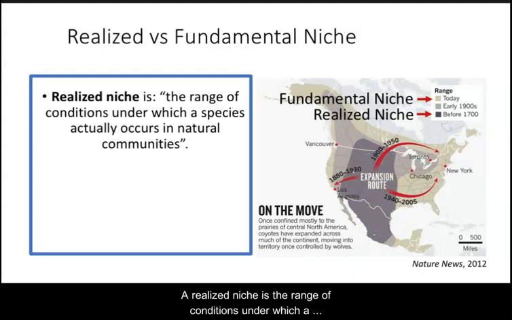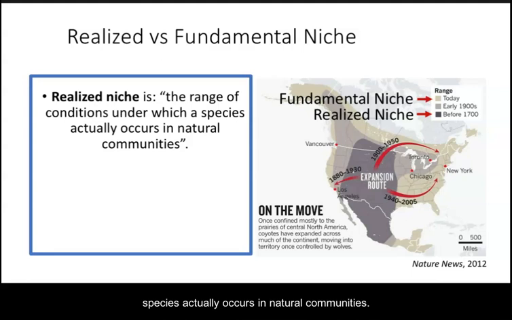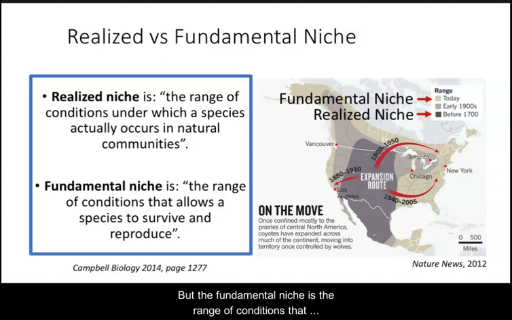So a realized niche is the range of conditions under which a species actually occurs in natural communities. So that's where they are actually living. But the fundamental niche is the range of conditions that allows a species to survive and reproduce. So those are two very subtle but differing terminologies with respect to what a niche is.